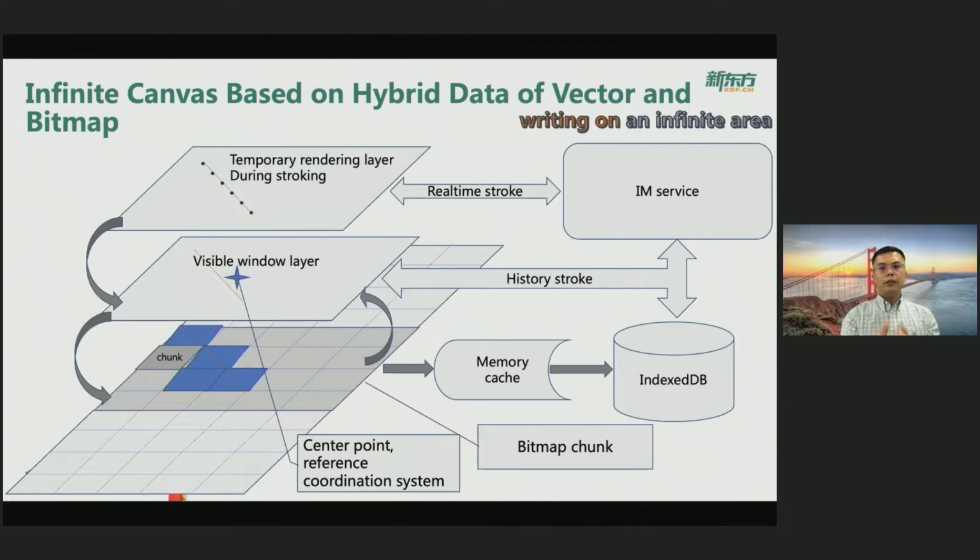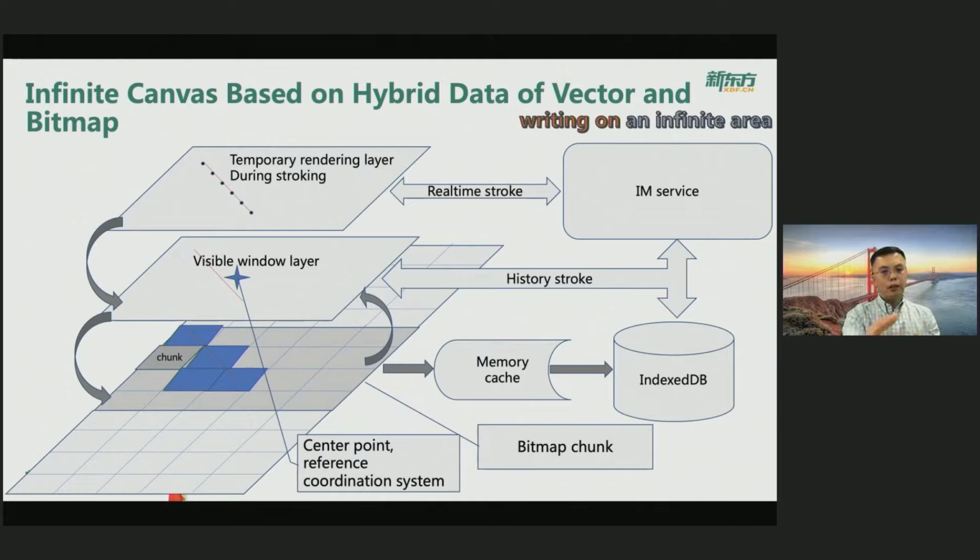Here is the detailed design of our solution. On the bottom, there is the infinite canvas area. You can see the gray area is the visible area. The teacher is actually working on it, and the blue chunks are the areas that intersect with the line the teacher has just drawn.